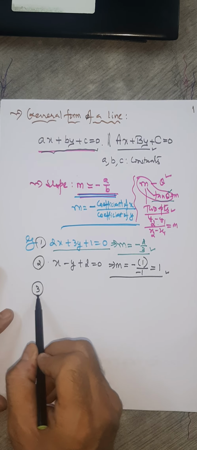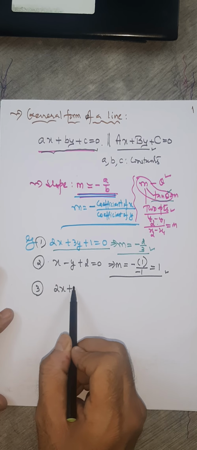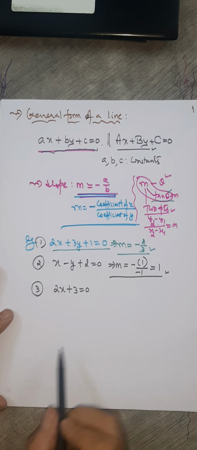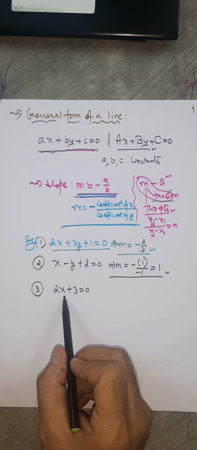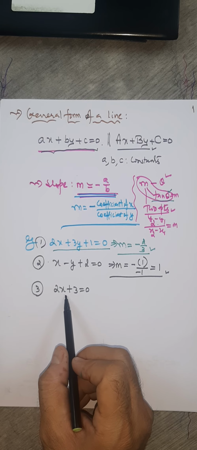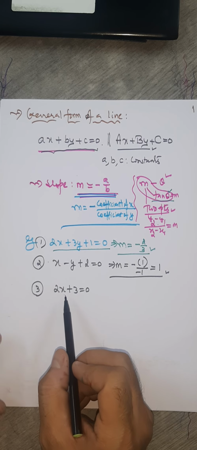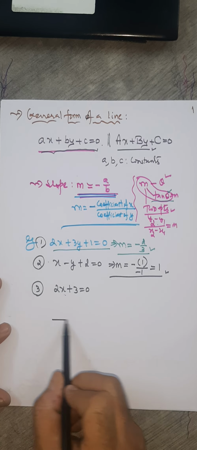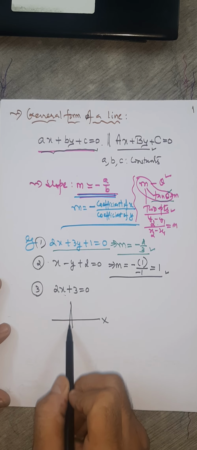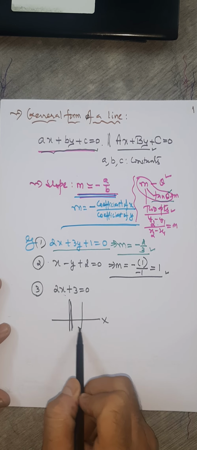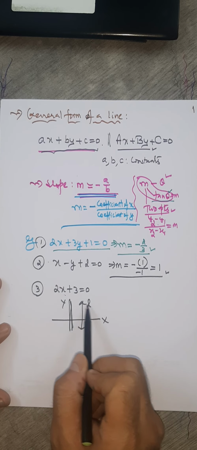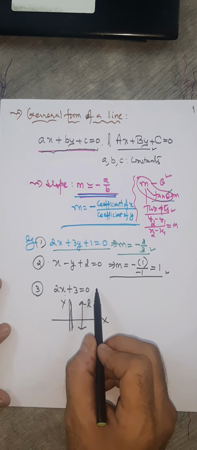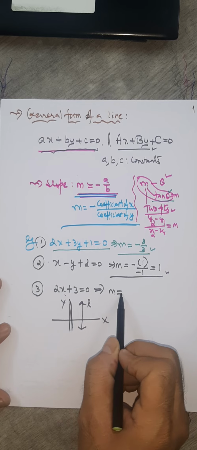If you are given this equation, 2x plus 3 equals to 0, have you realized which variable is absent here? y. So it must be parallel to which axis? The y-axis. And any line parallel to the y-axis is a vertical line. Do you remember the slope of any vertical line? Undefined. Here also you will get the slope equal to undefined.